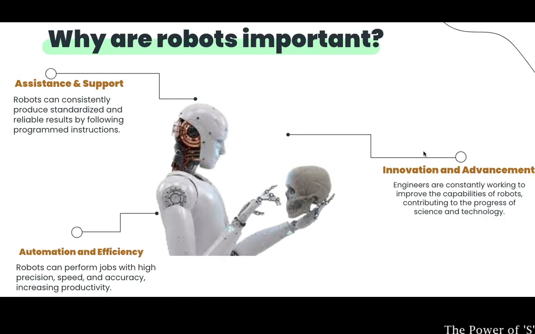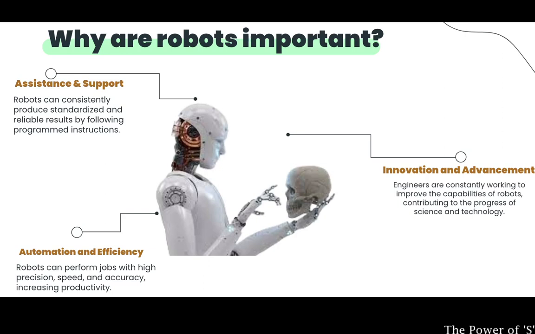Why are robots important though? Robots can consistently produce standardized and reliable results by following programmable instructions. They can also help you be more efficient, and they can do the boring, mundane tasks highly efficiently with high precision every single time. They don't get tired.